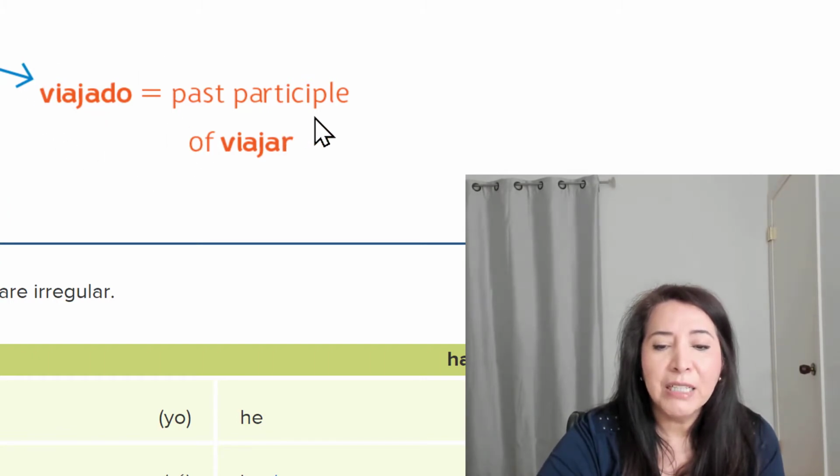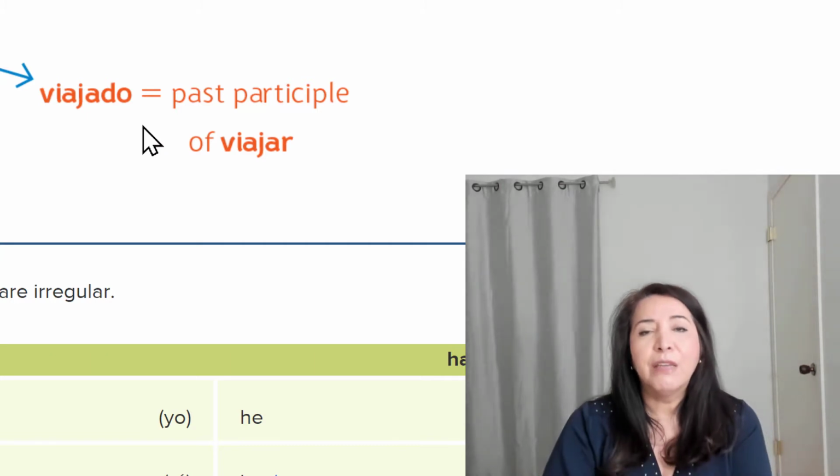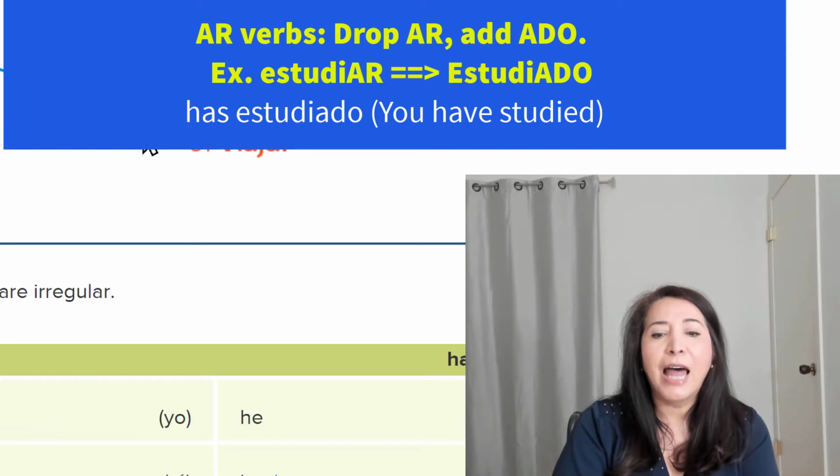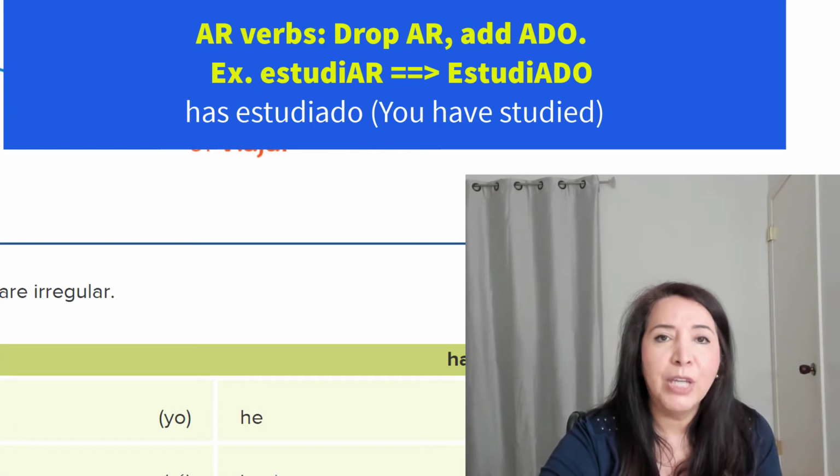Okay? Now, it's gonna go next to another verb. How do we make it into the past participle? Easy. If it ends in AR, add ado, like ADO. For example, viajar, take out the AR and add ado, viajado. I have traveled. Yo he viajado. Let's say estudiar. Estudiar ends in AR, so I'm going to add ado, estudiado. You have studied. Tú has estudiado.